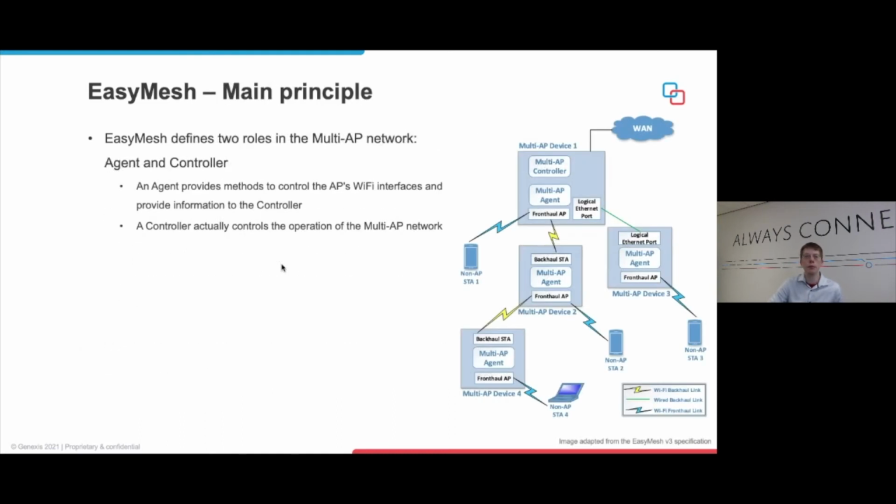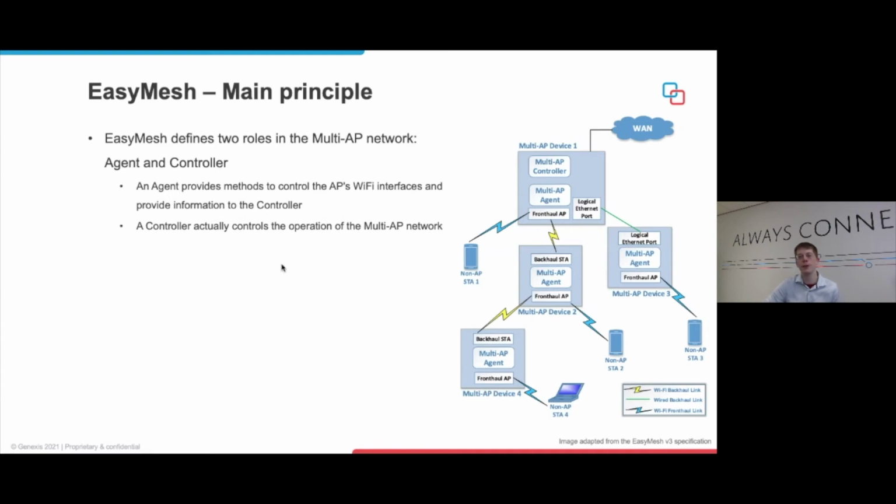Now, if we look at the main principle, how does this work, EasyMesh? And I will take you through the diagram you see on the right. It's a little bit complicated. I took it from the V3 spec, but I'll explain to you a little bit as we go along what we see. So the first thing to understand is that with EasyMesh, there are two main roles defined in this multi-AP network: the role of agent and the role of controller. The agent basically provides methods to control the access point's Wi-Fi interfaces and to provide information to the controller. So it's not really a smart device in itself necessarily. It is providing methods to let the controller control it.